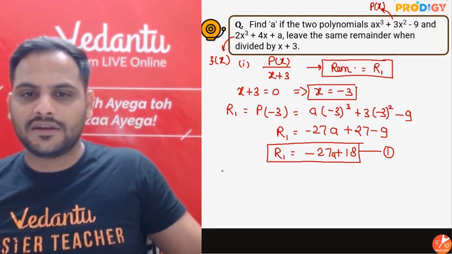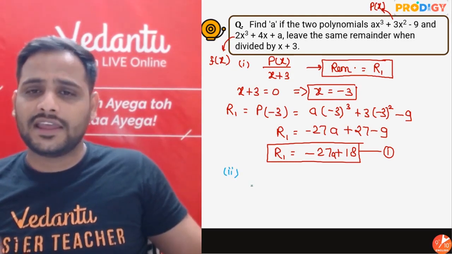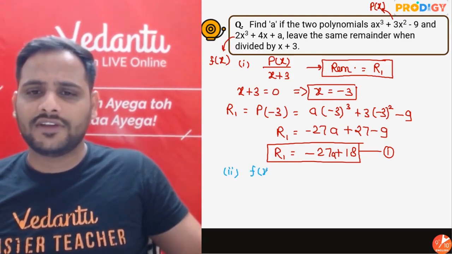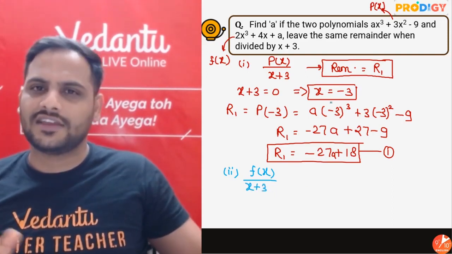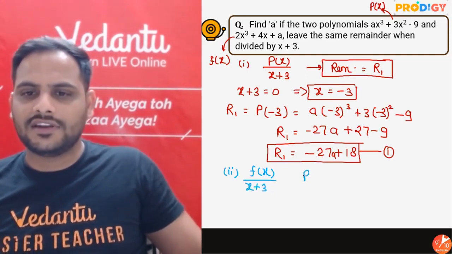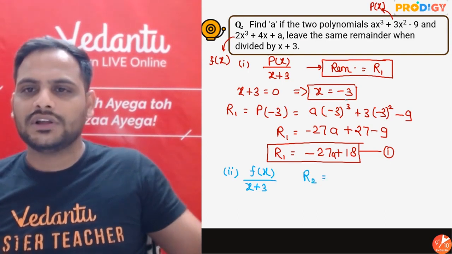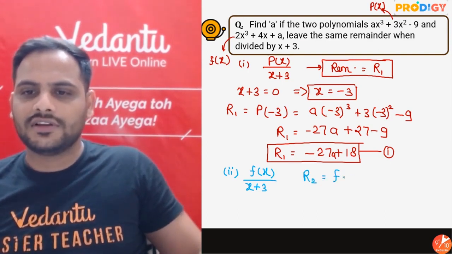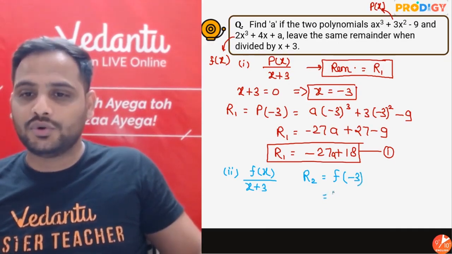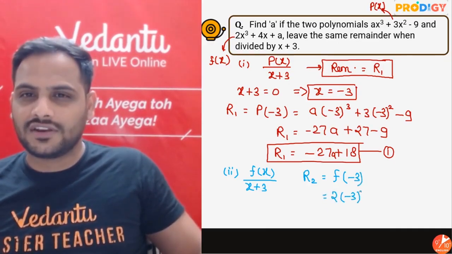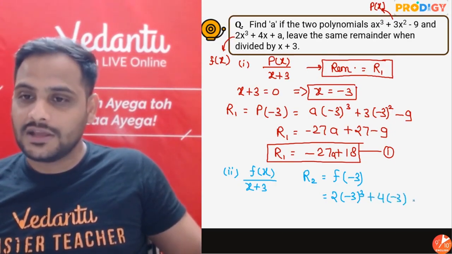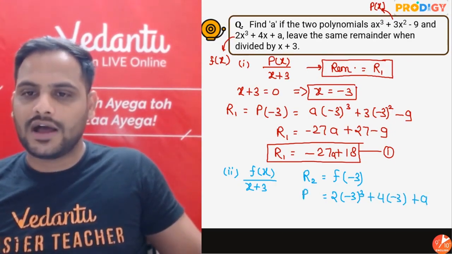Similarly, I can get the remainder in the second case also. So I can say R2, in that case f of x is divided by again x plus 3. So I know x is equal to minus 3. So I can say that in this case the remainder R2 will be equal to the value of f of x at x equal to minus 3. So it will be equal to 2 into minus 3 cube plus 4 into minus 3 plus a. This is equal to R2.